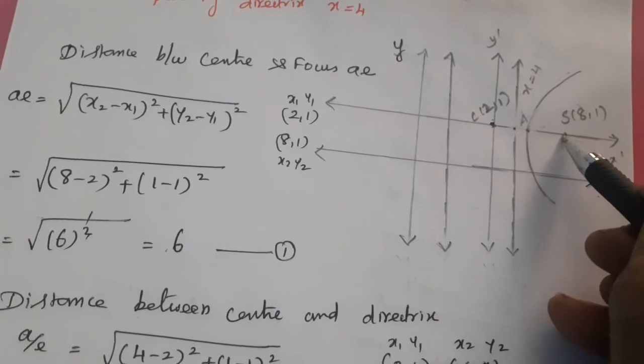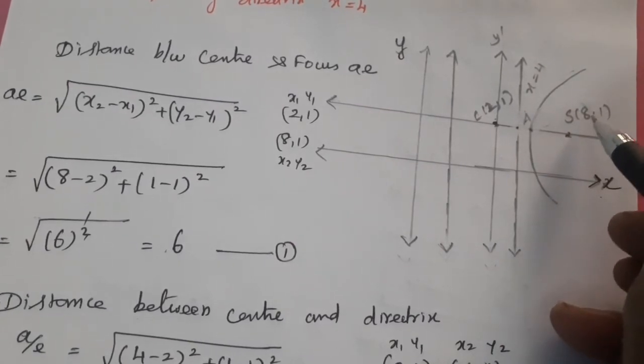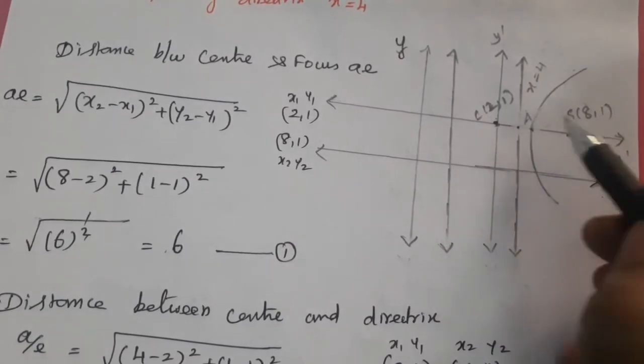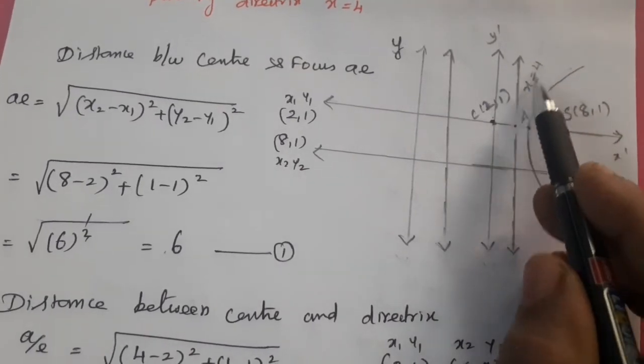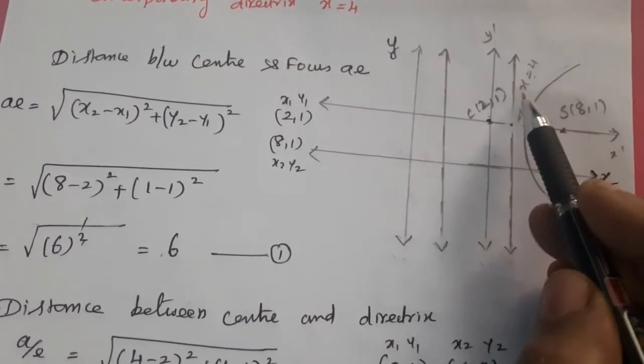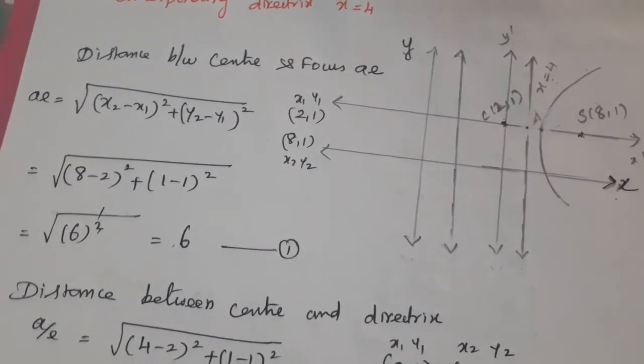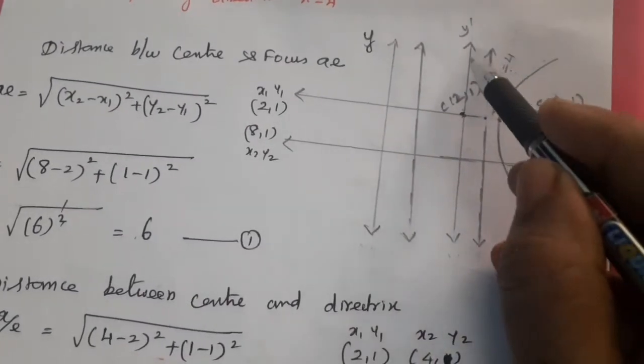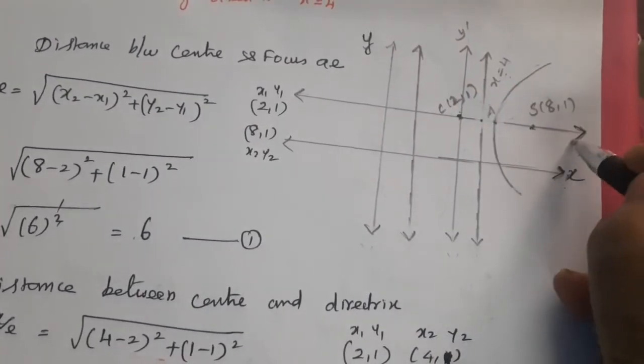Again, what is the focus? 8 comma 1. Only one of the foci is given. The focus is 8 comma 1. Therefore, what is the directrix? Directrix x is equal to 4 is given. Using the given measurement, this is another x dash.